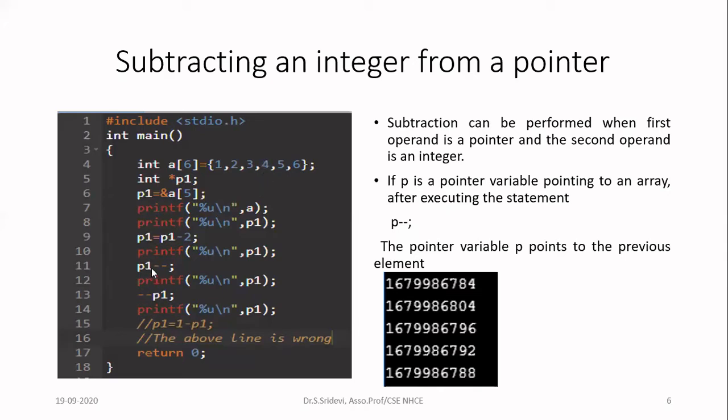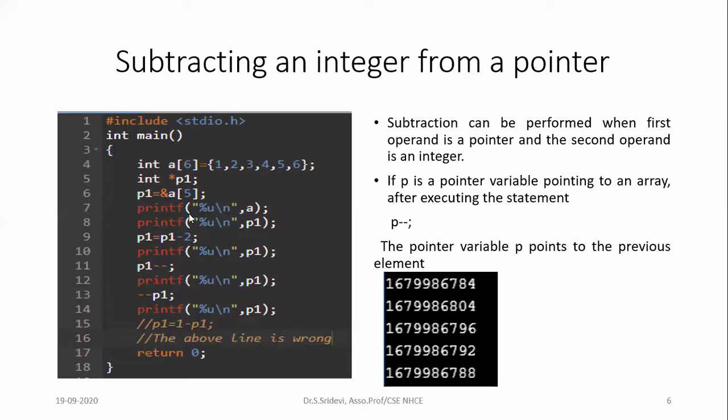Then I am writing P1 minus minus. Currently P1 is pointing to 4. If I write P1 minus minus, P1 will be pointing to 3. Then I am writing minus minus P1. So now from 3, P1 will be pointing to 2. Likewise, you can perform subtraction operations on pointers.